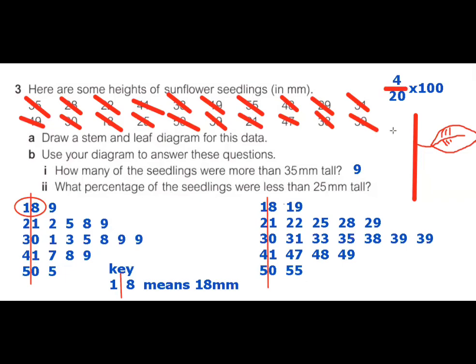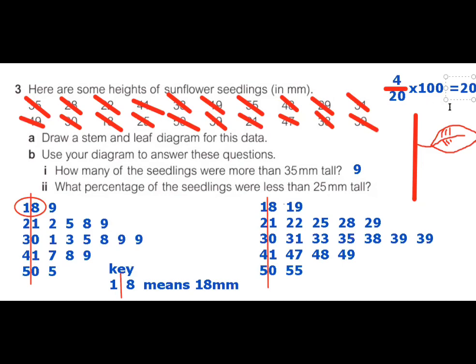So 4 divide 20 multiply 100, and I'll get the percentage for this question. You can do it with a calculator. 4 divide 20, and then multiply it by 100, and the answer will be 20%. And this is how you answer a question like this.